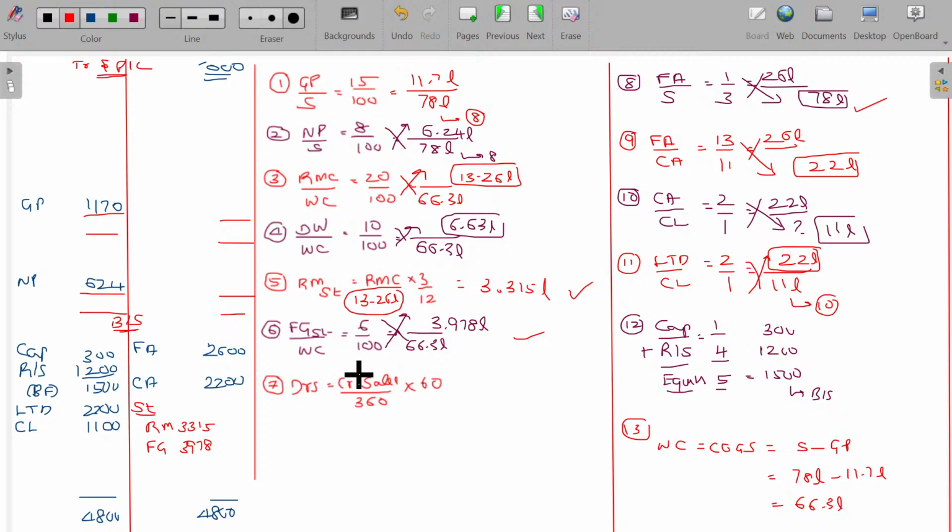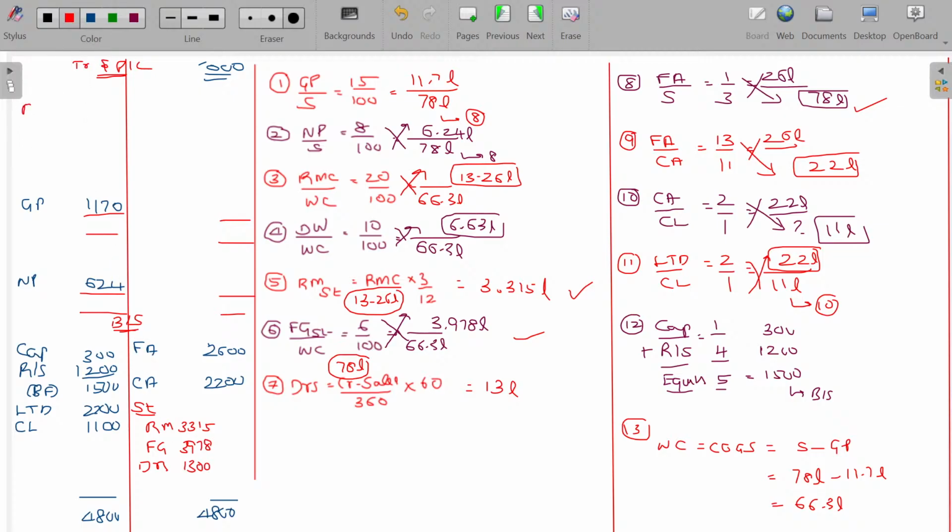In case of debtors, credit sales we got already, 78 lakhs. Do the cross multiplication to get the debtors. Is it 13 lakhs? So here debtors being 1300 thousands.